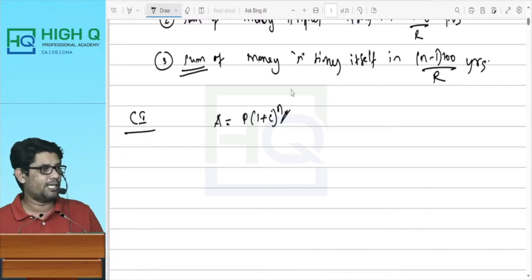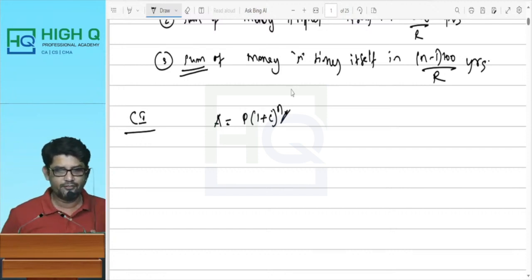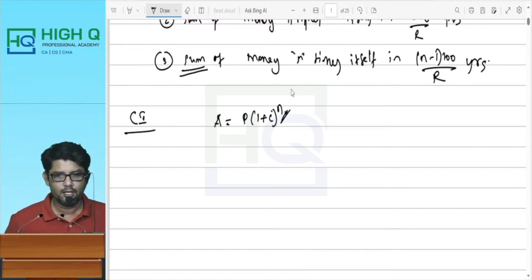If it is quarterly, then for 1 year, someone gave me 3. From where did you get 3? If it is quarterly, then what is N equal to? If it is quarterly, it is 4. Very good. Semi-annually means 2. Quarterly means 4.